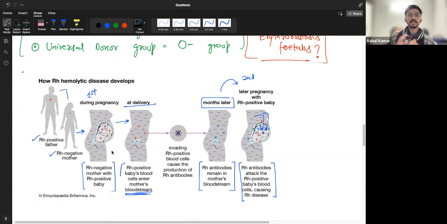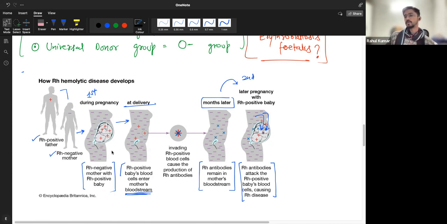So there are some blood groups that can never happen. For example, if the father is O and the mother is O, can you tell me what blood groups the baby can never have? It's the simplest. O means no antigen. Yes, A, B, or AB. All these three blood groups cannot happen. It's not possible in the baby if both father and mother are O blood group.